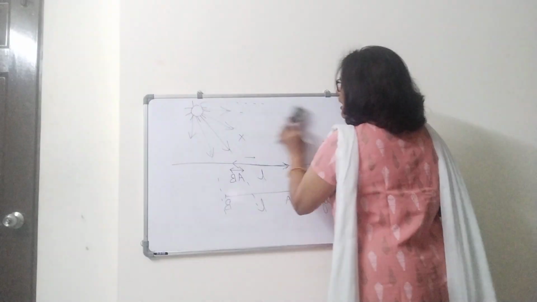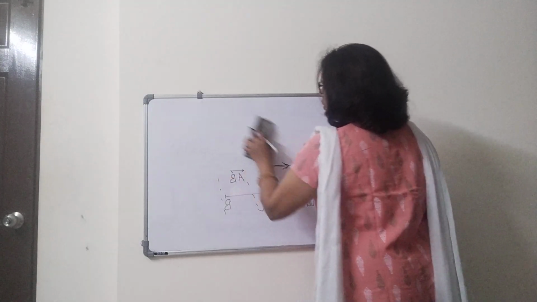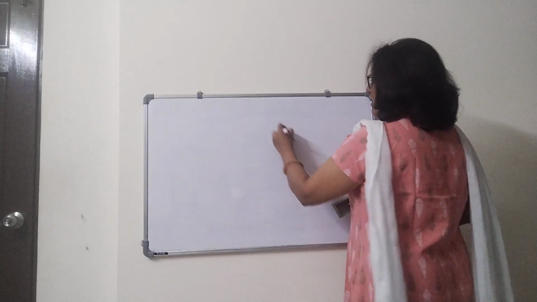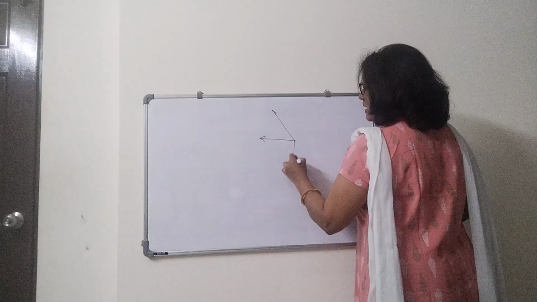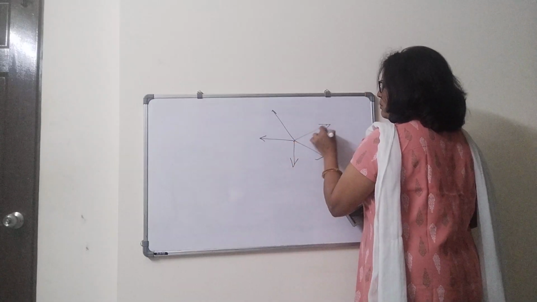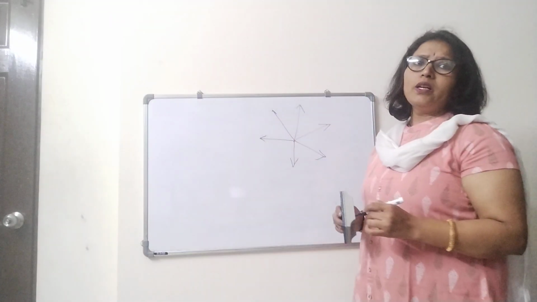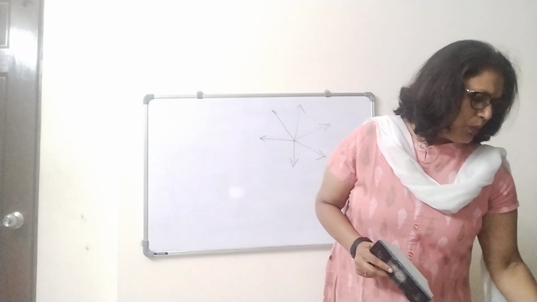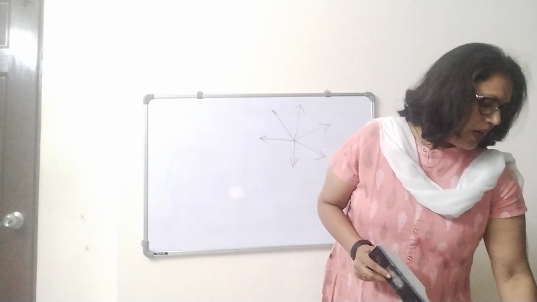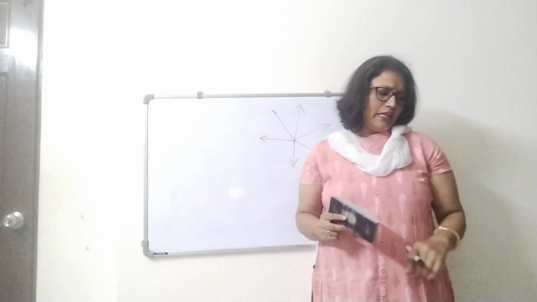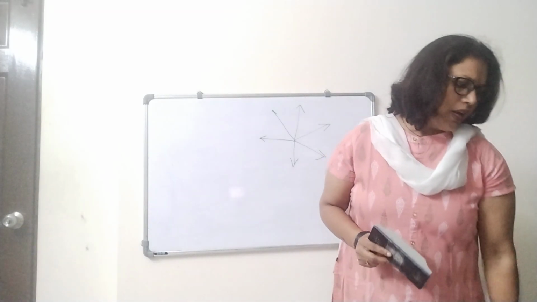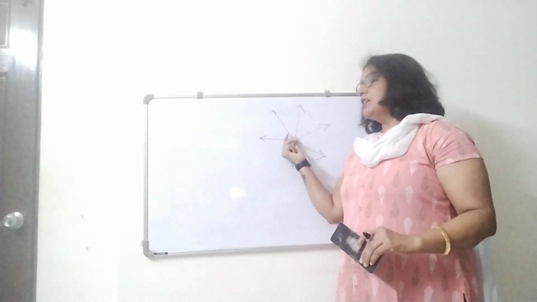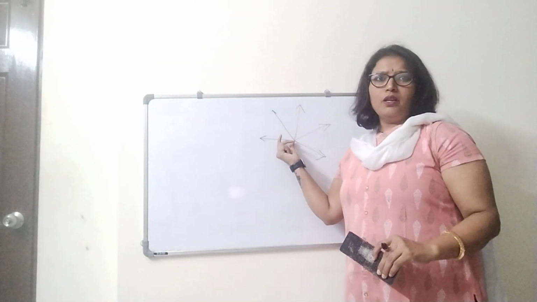A number of rays we can draw using a common point. Any number of rays, so there are unlimited rays we can draw using a common point. This common point is called a concurrent point, and these are concurrent rays. So we can draw any number of rays using a common point. That is one property of rays.